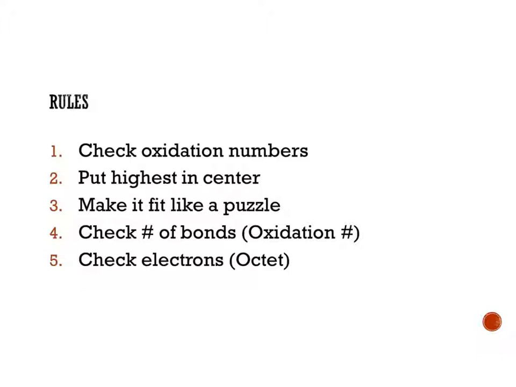How many valence electrons does each element want? Anybody remember octet? It's 8, right? And so they want 8 valence electrons, and so that's what we're looking for. There's only one exception, and that's hydrogen. Hydrogen just wants 2, okay?